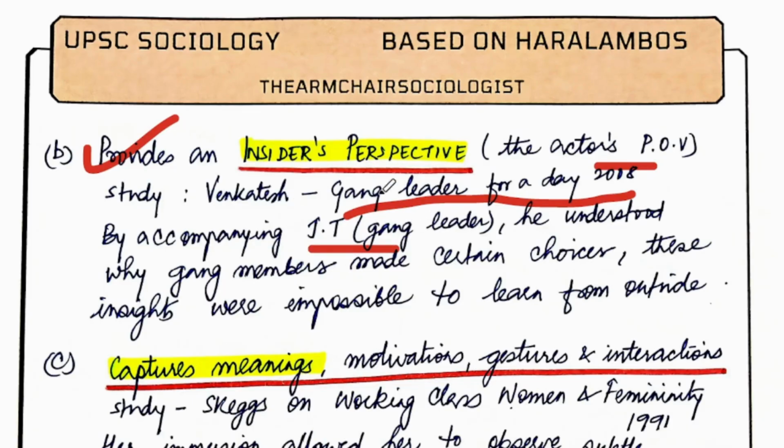By moving with the gang leader through his daily routines and observing the negotiations and decision making happening within the community, Venkatesh was able to understand why gang members made certain choices. These insights were impossible to learn from outside, and they emerged only because Venkatesh observed the gang from within, that is, as an active participant. So this insider's perspective is one of the strongest advantages of participant observation. Now, we move to the next advantage.